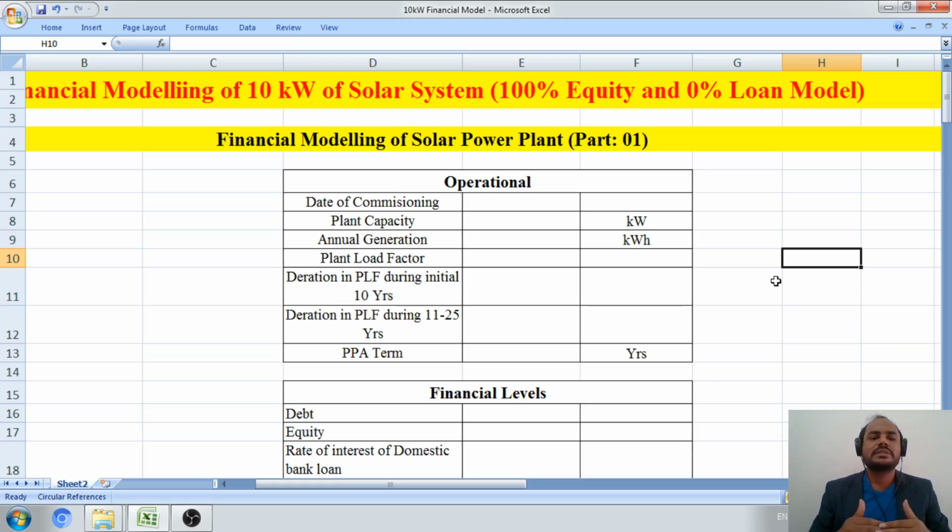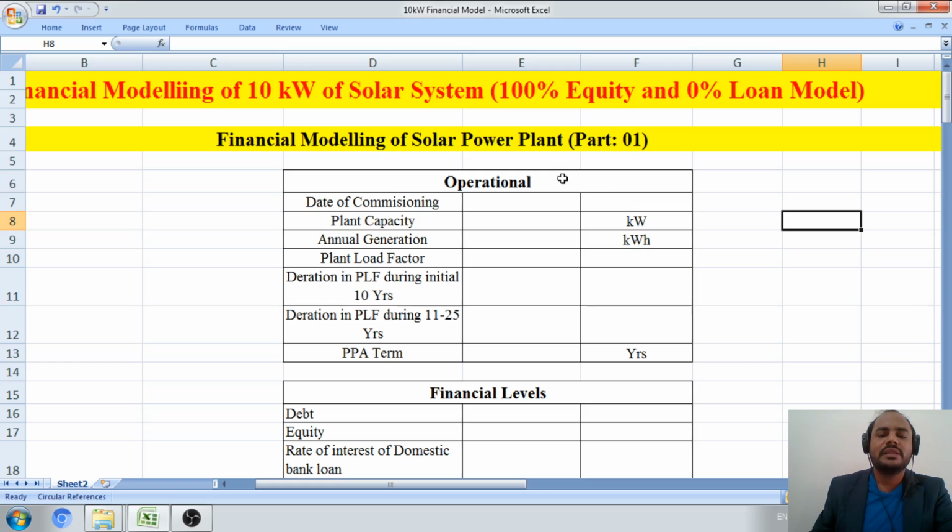Also, we're going to consider the cash flow analysis. In that, we're going to consider the cash inflow and cash outflow analysis for a span of 25 years. Also, we're going to consider the internal rate of return. We're going to calculate the net present value, the payback period, and the equity return on the project over a span of 25 years. So one by one, we'll proceed with this lecture.